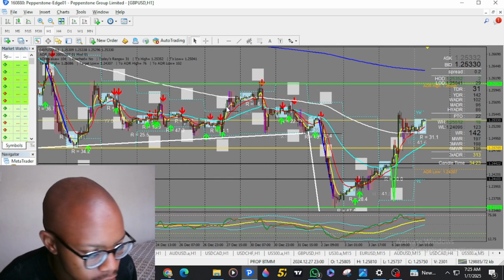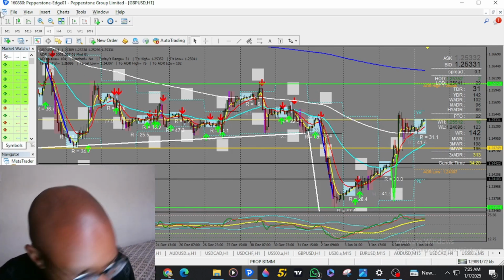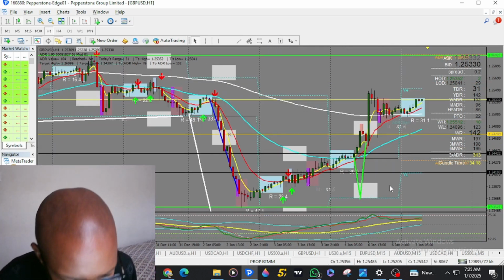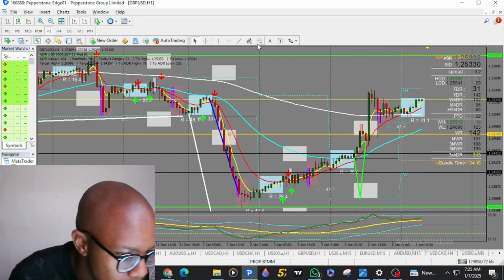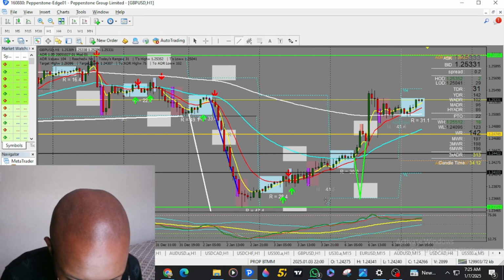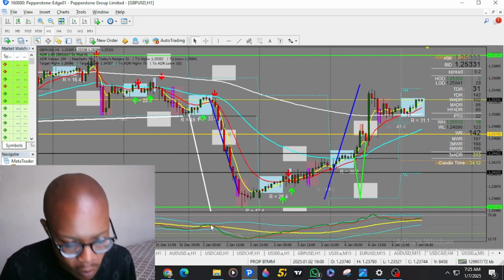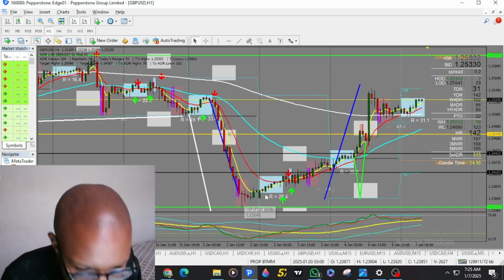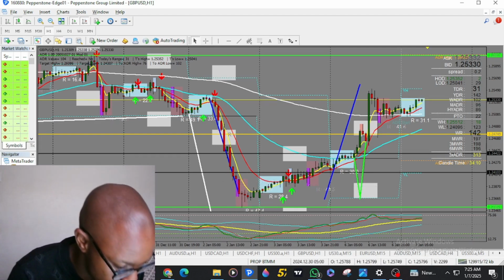GBP USD has given us our reversal just as we expected. Unfortunately, they didn't give any room for a trade there, but we have had our reversal. And now we have our peak formation, which I can confirm is here. So now we're expecting to continue with the uptrend.